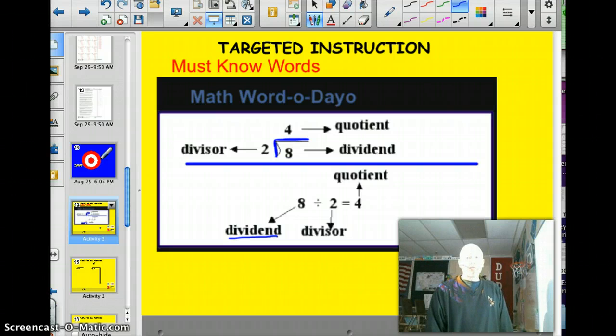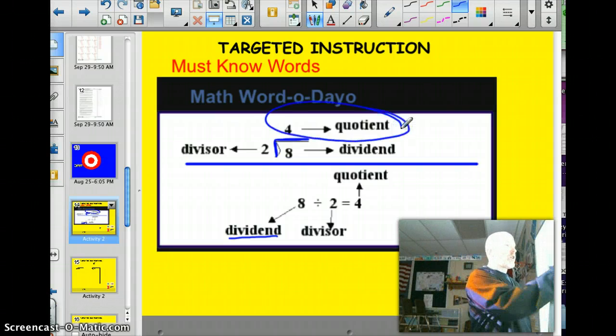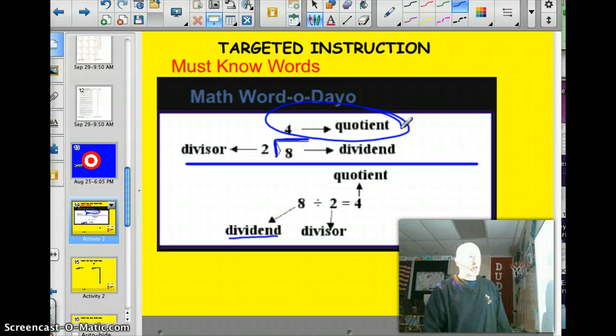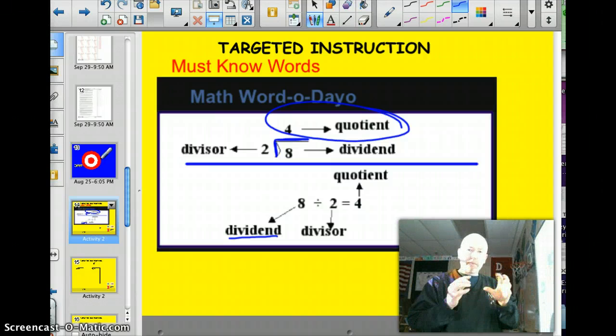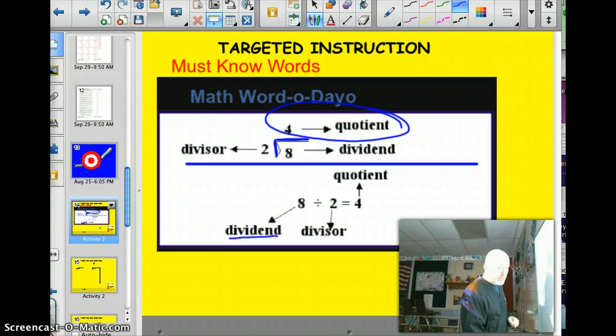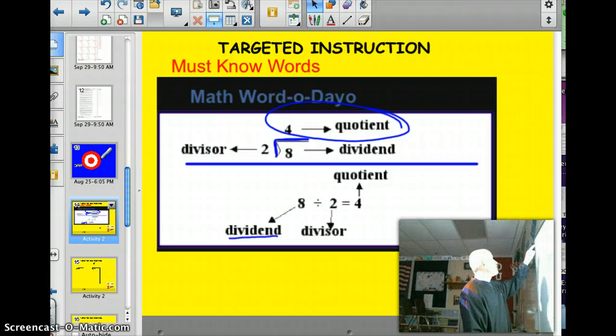Interestingly enough, the word that is most often used is quotient. They'll ask you for the quotient, so you don't have to worry about that confusion of dividend and divisor. Remember, dividend, big number, typically inside the house. Big number, big word. All right, let's move on here.